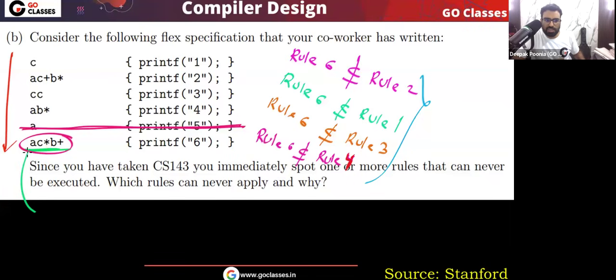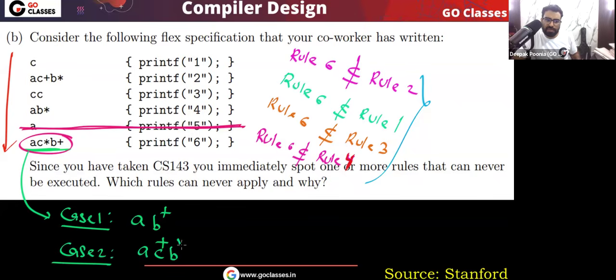In rule 6, notice one thing. There is case 1, either the string will be like this, or in case 2, the string will be like this. So there are two cases in rule 6. You can notice this star, if I take 0, then I will get AB plus this type of strings. And this star, if I take non-zero, then I will get A C plus B plus this type of strings. Do you agree with me?